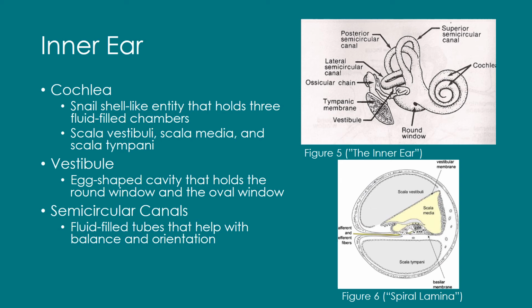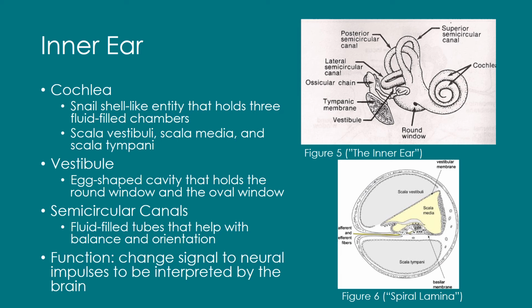The semicircular canals are fluid-filled tubes that sense your head's orientation, which helps you keep balance and coordination. The function of the inner ear is to change the signal to neural impulses to be interpreted by the brain.